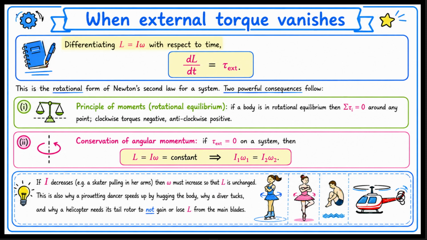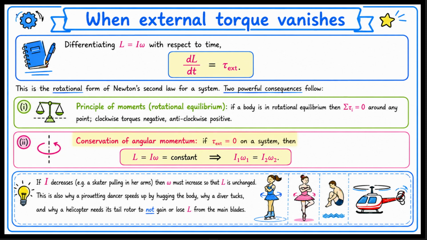Differentiate L equals I omega with respect to time, and you get dL over dt equals tau external. This is the rotational form of Newton's second law for a system. Two powerful consequences follow. First, the principle of moments, which is rotational equilibrium. If a body is in rotational equilibrium, then the sum of tau i equals 0 around any point, with clockwise torques taken as negative and anticlockwise as positive.